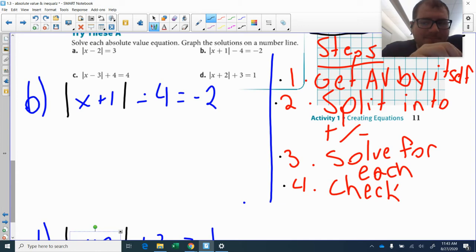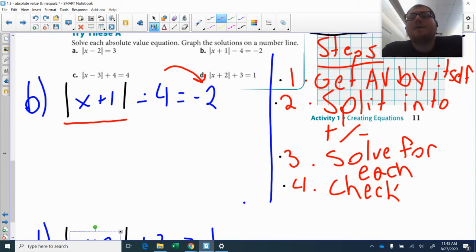The first step in all of these is I have to get the absolute value by itself. That means this little piece right here, the one that's in between the black lines, the x plus 1, everything that's inside the absolute value, I need to get it by itself on that side, the equal side, okay? That means this -4 I have to get rid of. And the only way I can do this is if I move it to the other side.